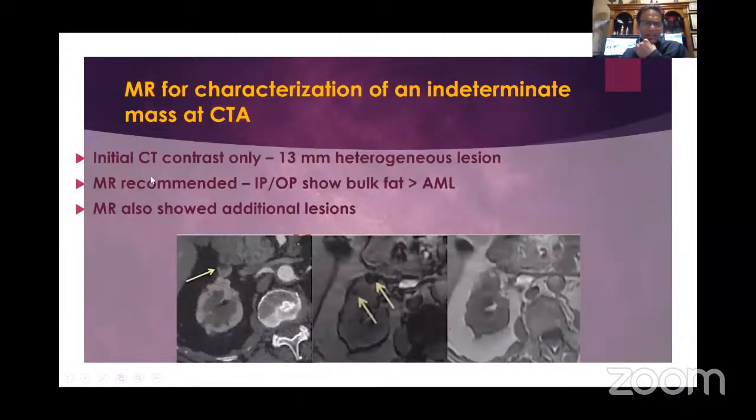MRI in this patient. This patient had a CTA examination, which showed an indeterminate lesion here. We went ahead and did MRI in this patient, and we can see this lesion which was not characterized with contrast is in fact an angiomyolipoma. We detected another angiomyolipoma here. These two lesions showed gross fat within them. So there was no additional examination necessary in this patient.